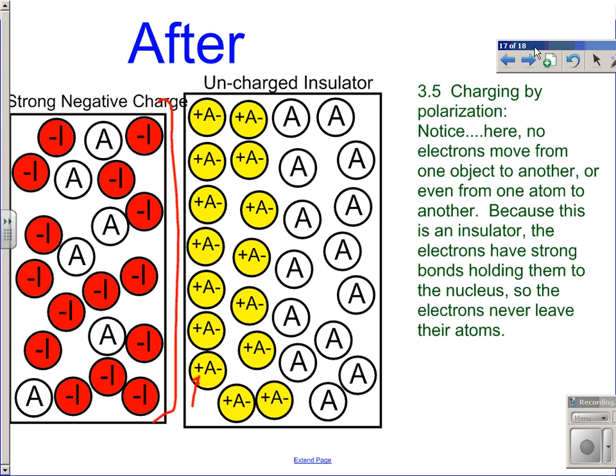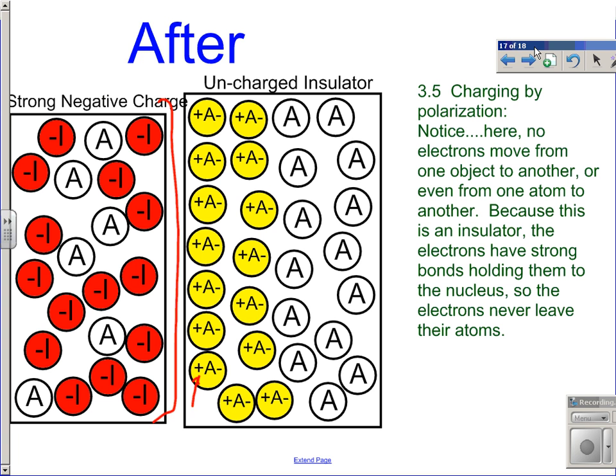The biggest thing I want you to notice here is there is no transfer of electrons here. There is not electrons moving from one object to another. There's no electrons moving from one atom to another. It's just that the atoms themselves become polarized as a reaction to this other charge that's brought near it.